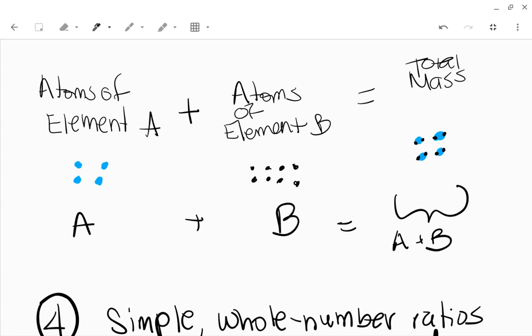So here again, A plus B equals A plus B. Mass has not been lost or destroyed. You didn't create new mass. You didn't divide the mass, and you didn't divide atoms any further. You didn't create any new atoms or destroy any atoms. You just rearranged. You combined or separated atoms. And that is Dalton.